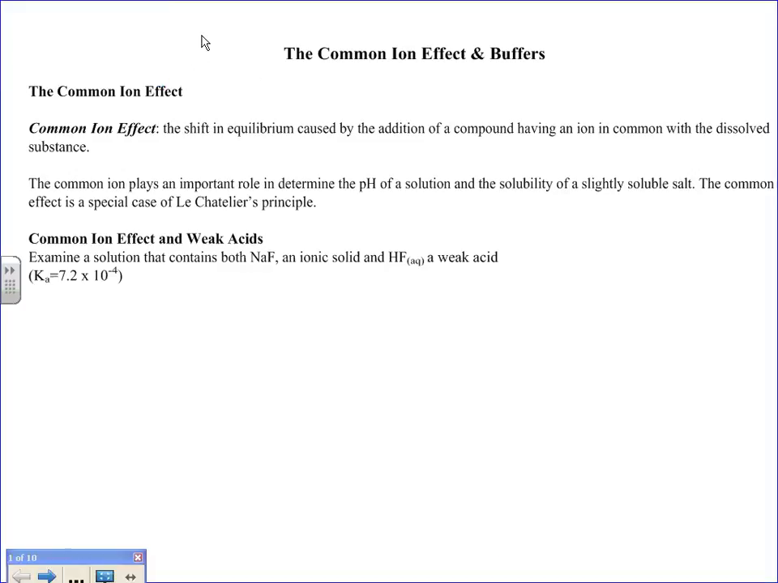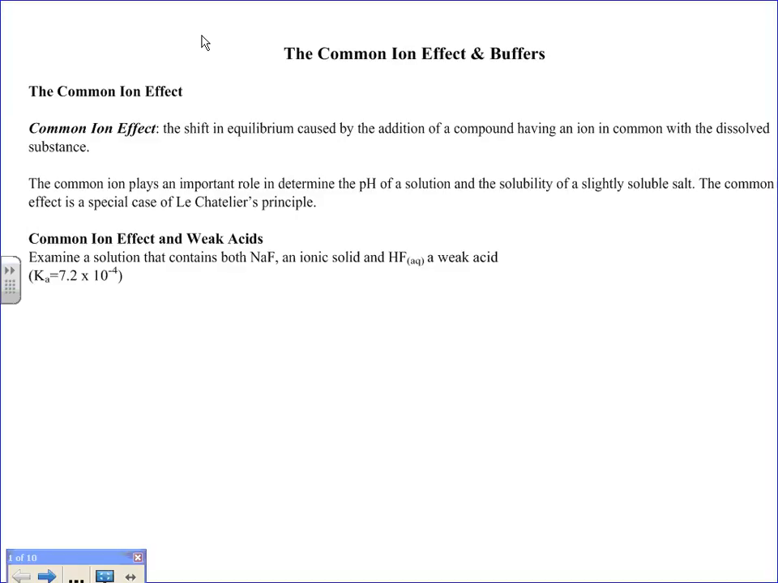In this lesson, we'll examine an effect called the common ion effect, and we'll also look at what buffers are, what they consist of, and how we can calculate the pH of a buffer given information about it. First of all, let's look at what the common ion effect is.